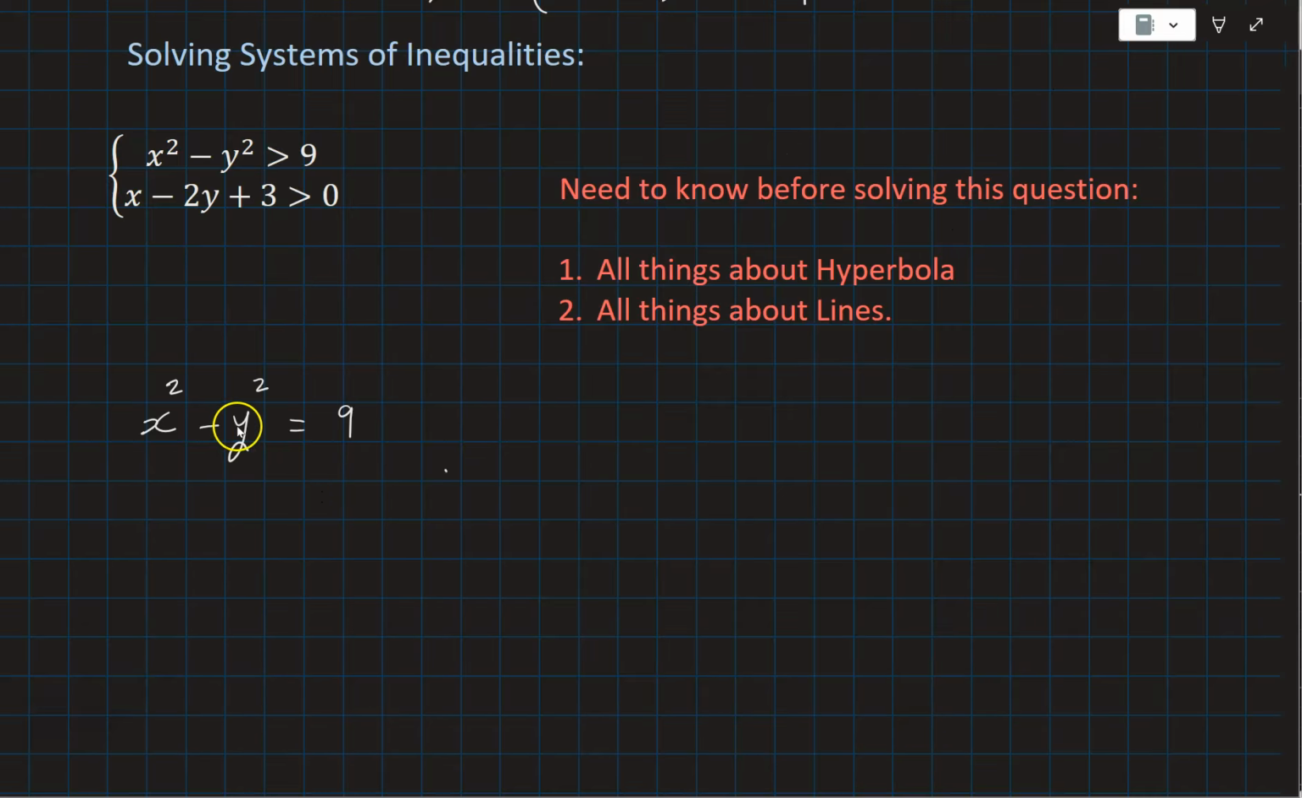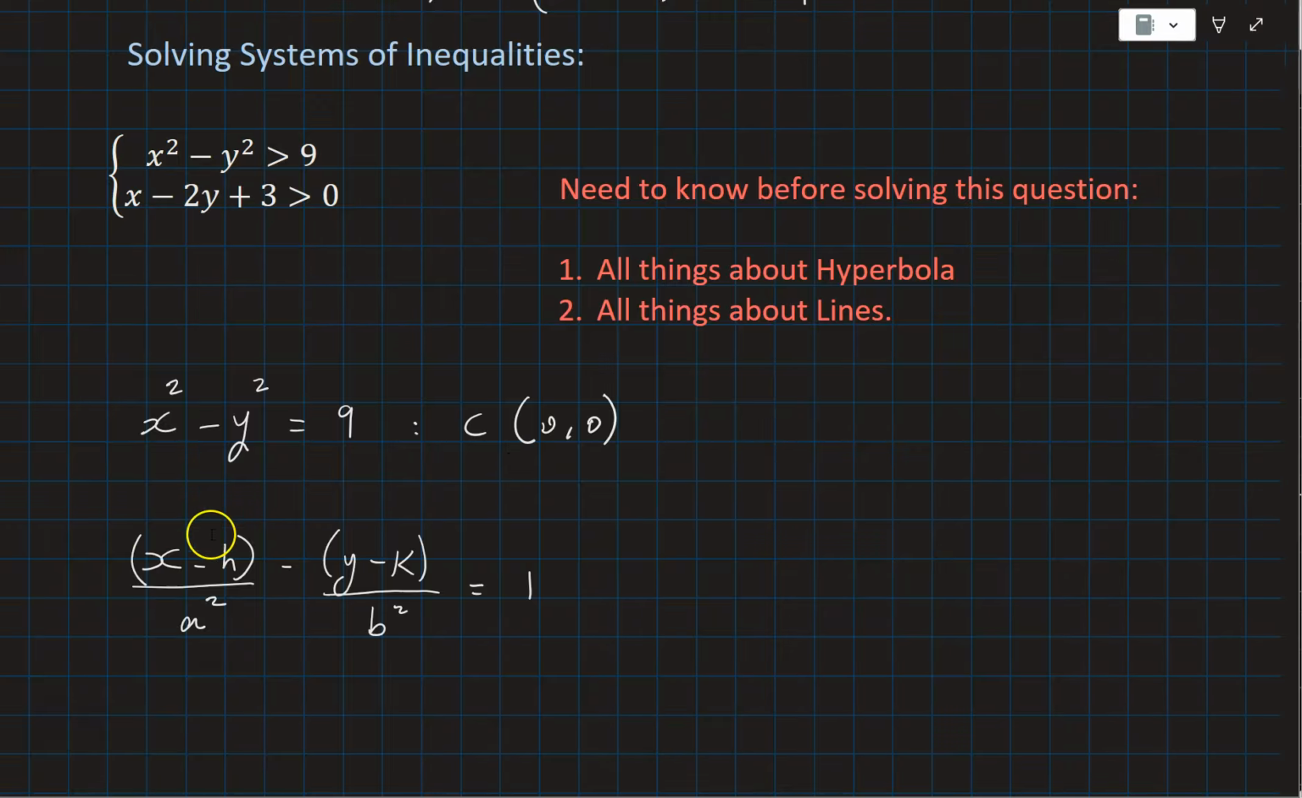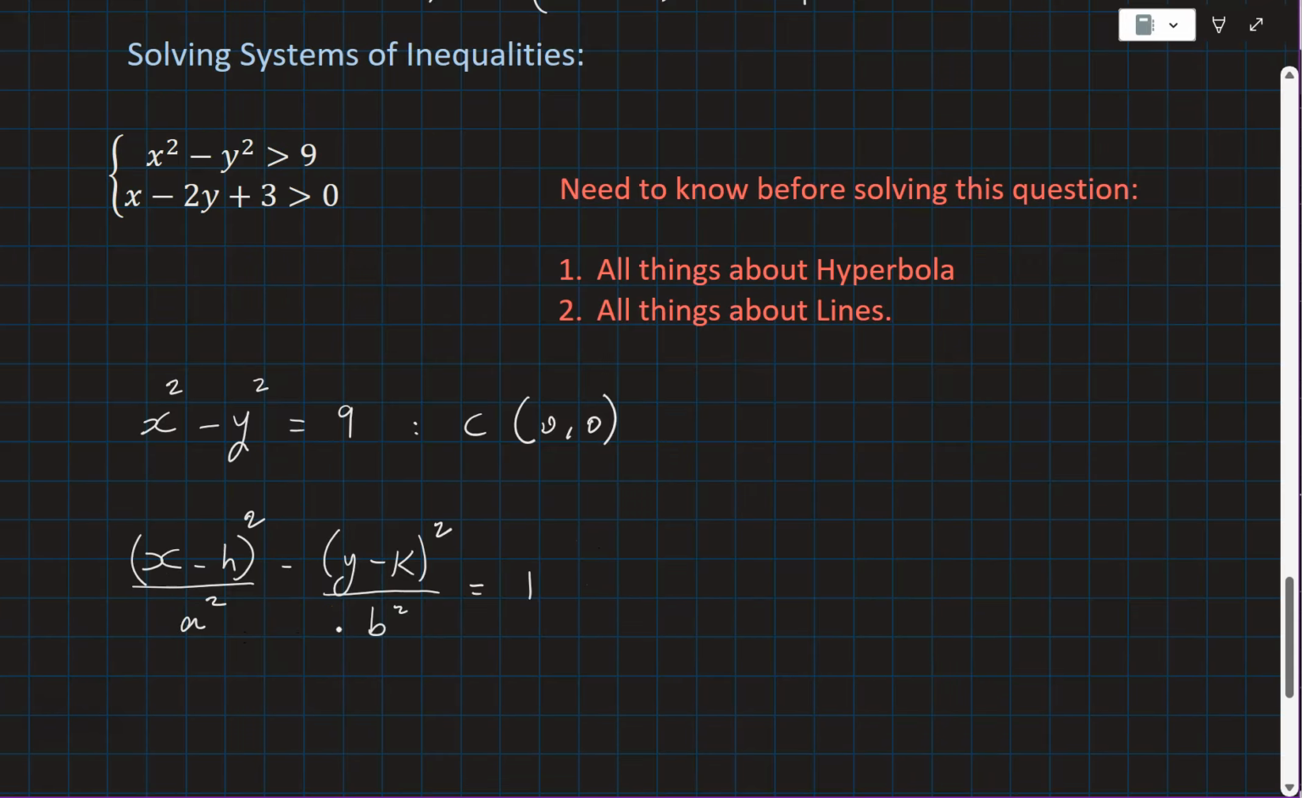First, you need to recognize that even though this is an inequality, the original relation is written as x squared minus y squared equal to 9. And this negative between the two squared variables x and y is the giveaway sign of a hyperbola, part of the conic sections. And the center is 0, 0. So this is the original standard form of a hyperbola. By the way, there are squares on each one of them right there.